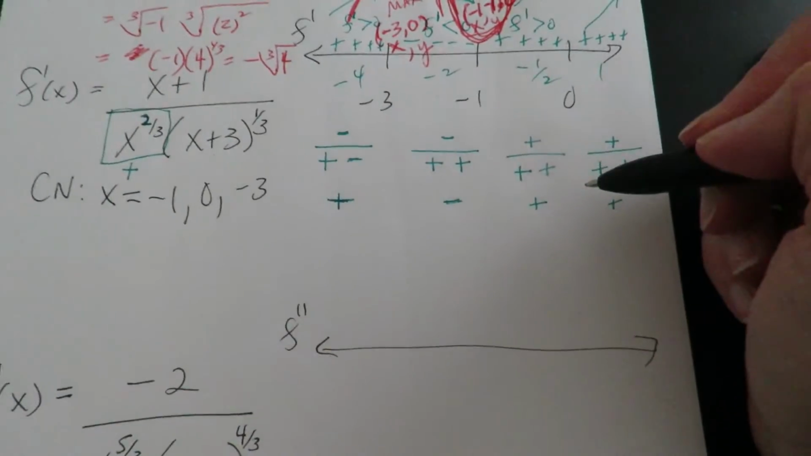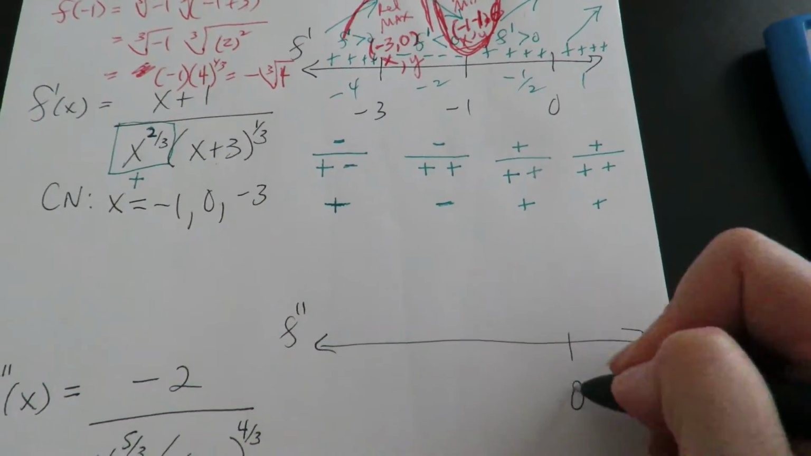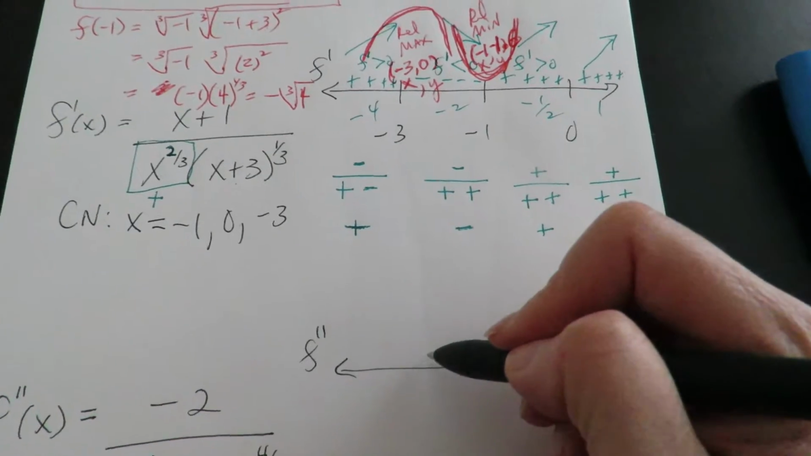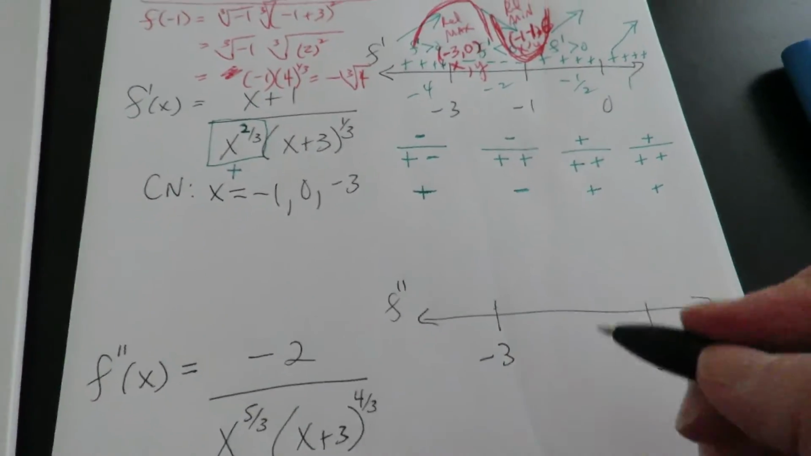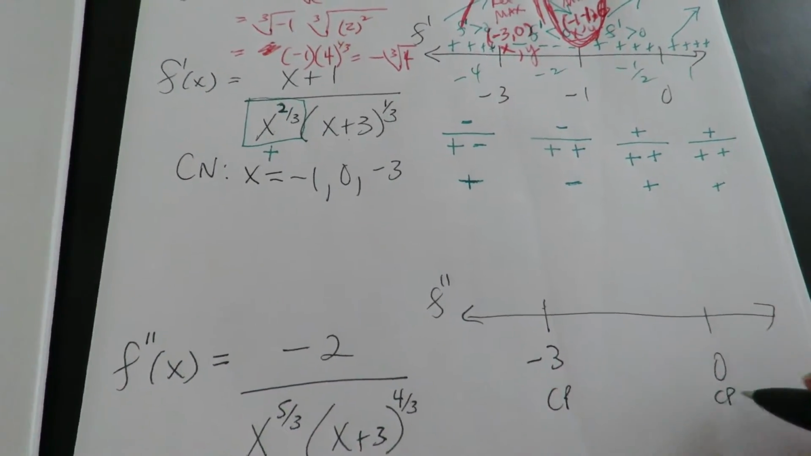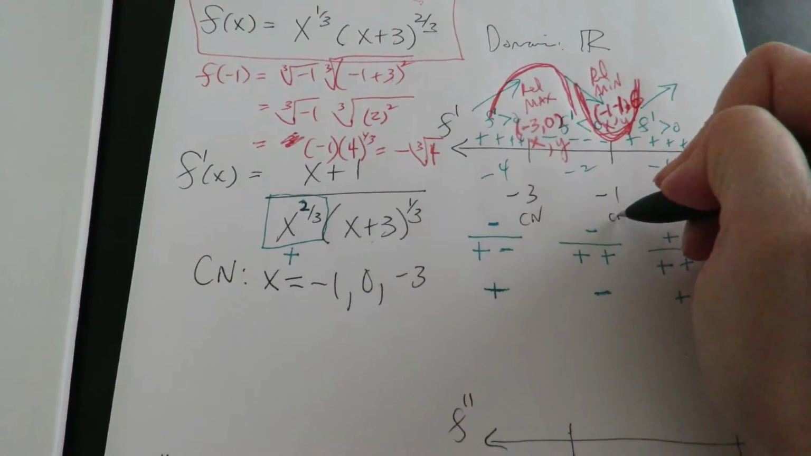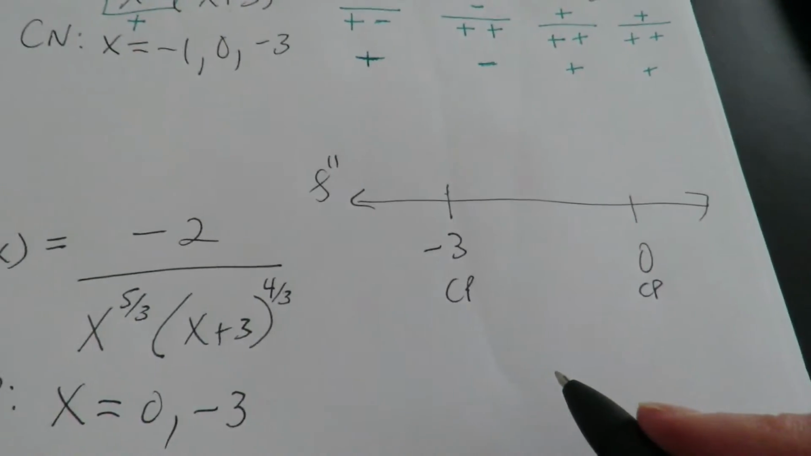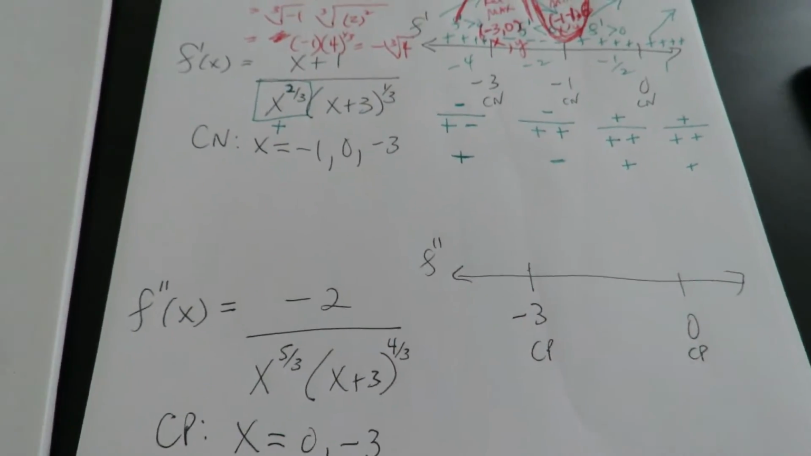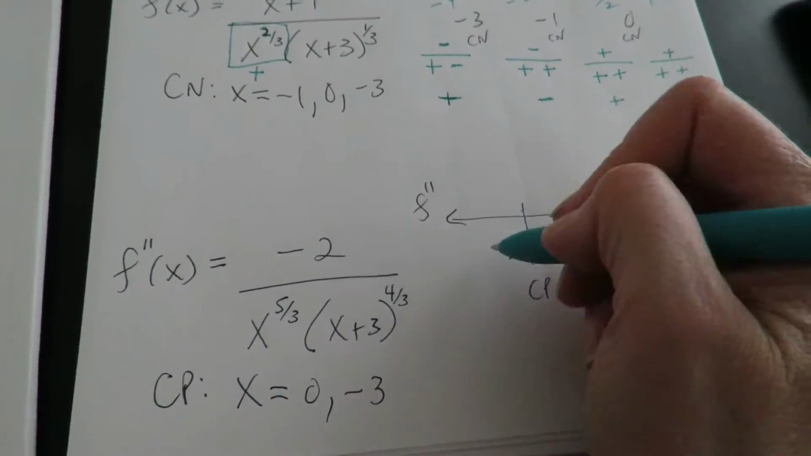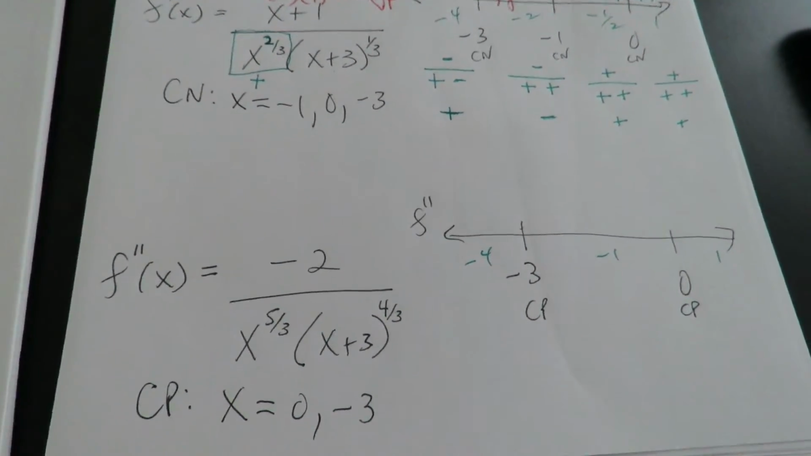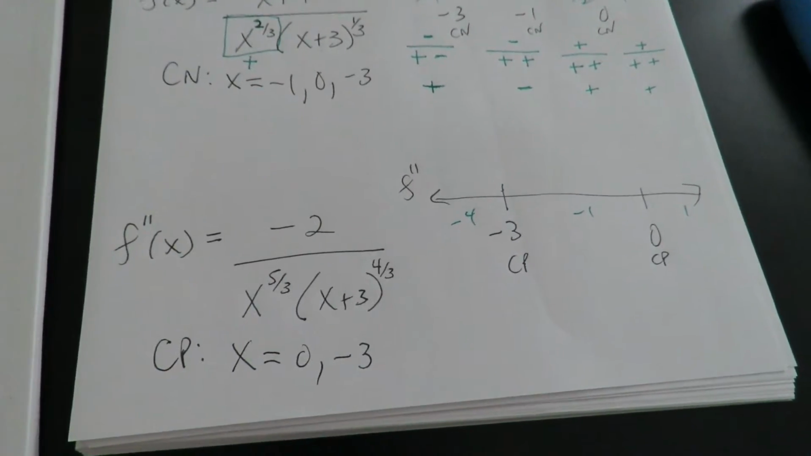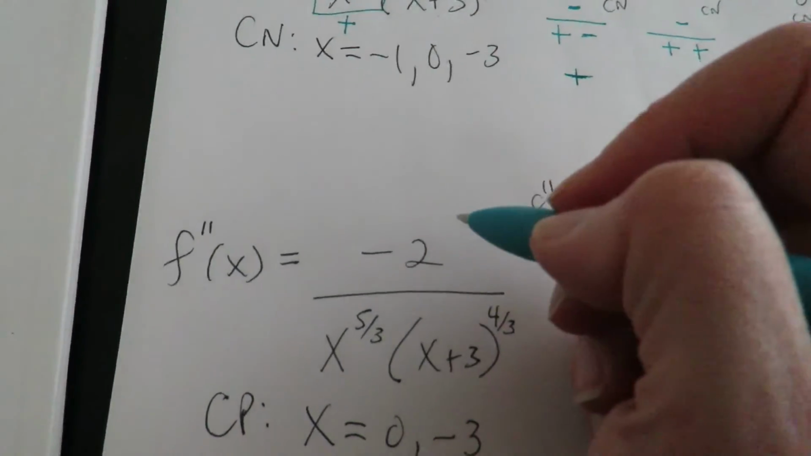I personally like to line this up when I can. 0 is about here. 3 is about here. -3 is about here. Okay, so these now are critical points. We're now analyzing them as critical points. I'm going to pick test values. I'm going to look at where things are constant.